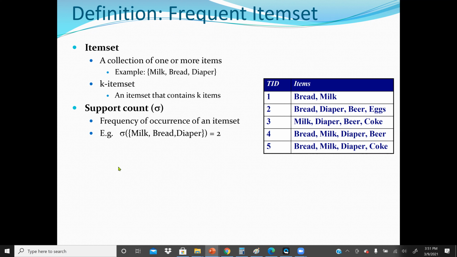Next, we go to the support count. So support count is the total tally of an item set in a database system. So for example here, we have the frequency of occurrence of an item set. In our database here, milk, bread, and diapers appear only twice, which means only 2 transactions out of the 5 transactions have milk, bread, diaper together. So that will be our support count.